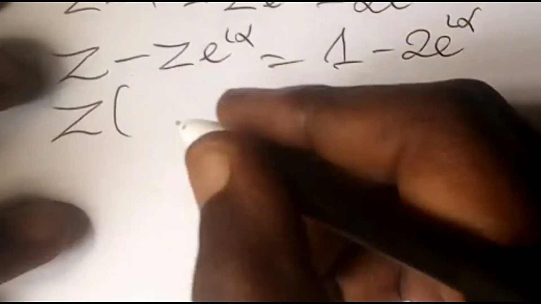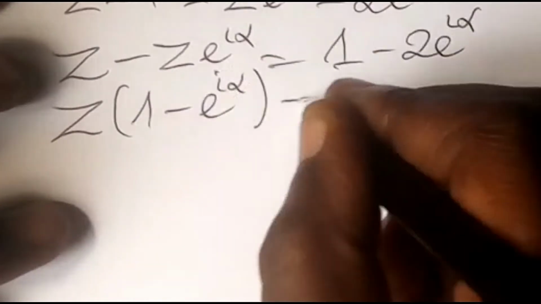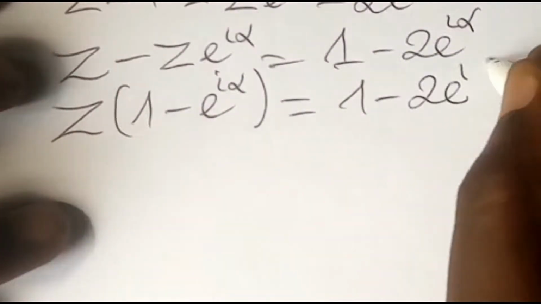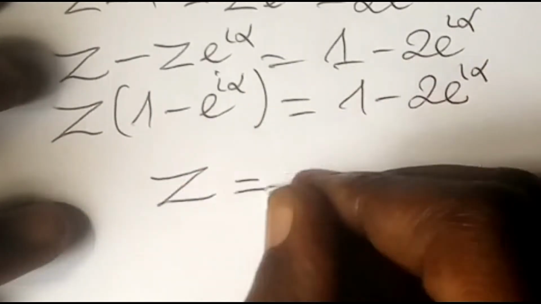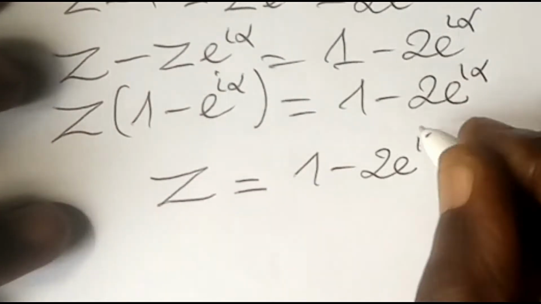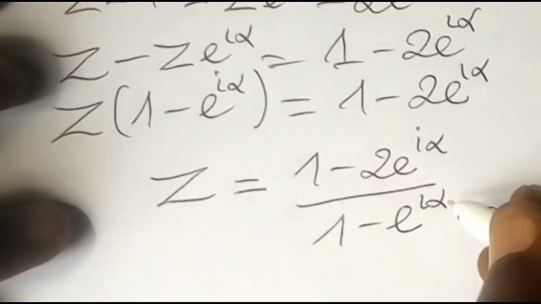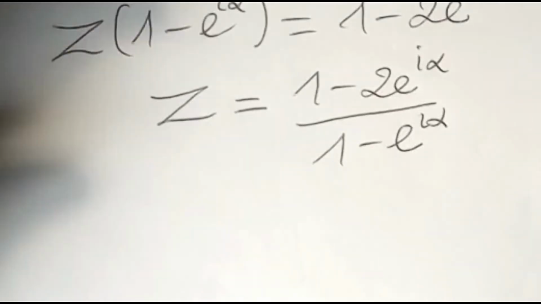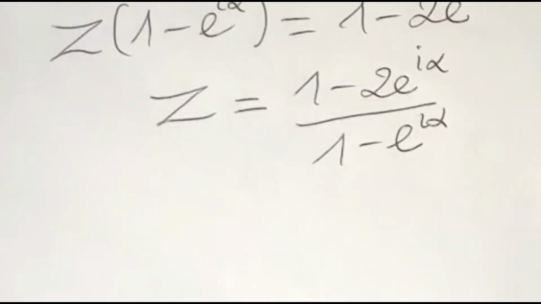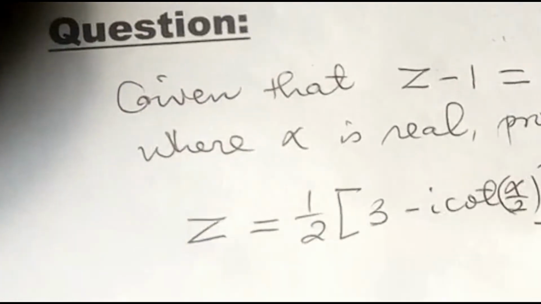z is common on the left hand side, I factorize it, z times (1 minus e to the i alpha) equals 1 minus 2 e to the i alpha. When I divide through by the bracket on the left, z should be (1 minus 2 e to the i alpha) all over (1 minus e to the i alpha). The proof requires that z should be in this form.